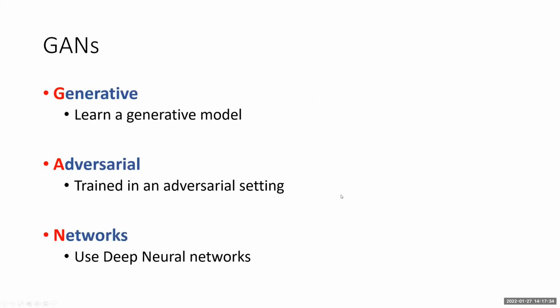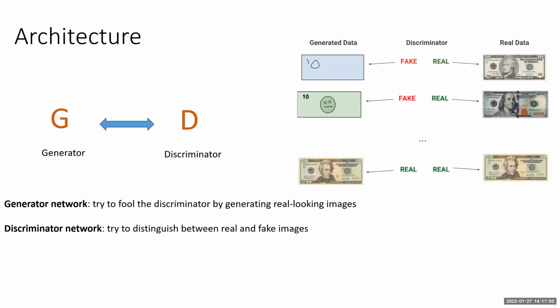So first, why GAN? The ultimate goal is that we want to learn a generative model. To achieve that, we choose to use deep neural nets and train the neural nets in an adversarial way. Here's a high-level example of the GAN.